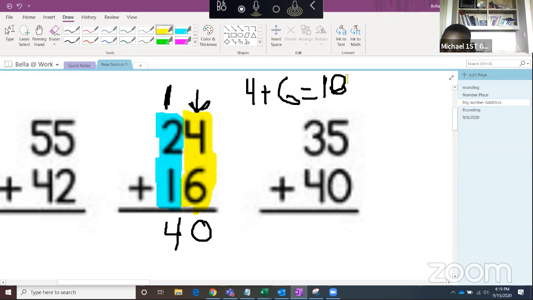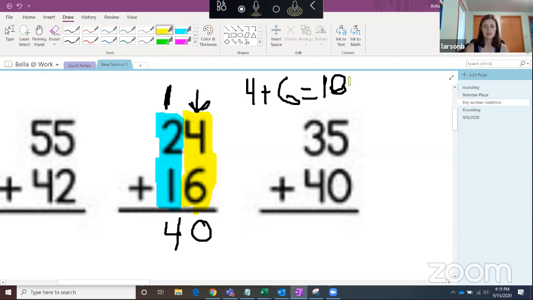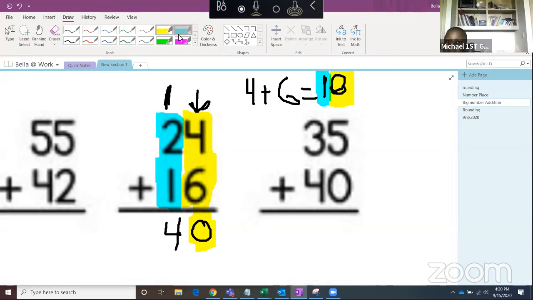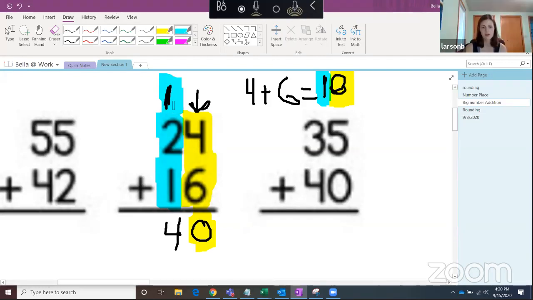So in 10, the 0 is going to be in the ones place. And the 1 is going to be in the tens place. So with this, we're going to move the ones place down below the 4 and the 6, which we decided was 0. And then with the 1 in the tens place, we're going to move it all the way up and add that to the tens place, which is how we have 1 plus 2 plus 1 to be 4.